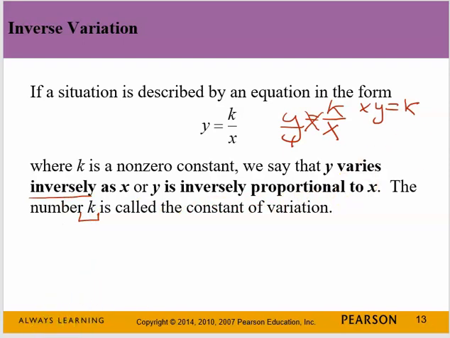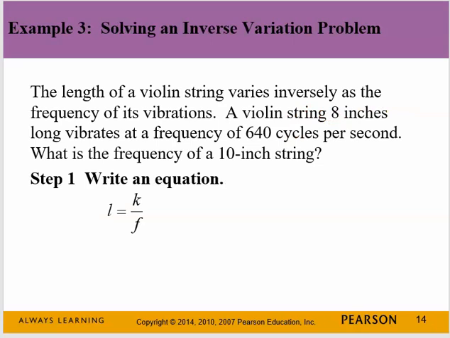All right, let's see an example. So starting off, we see the length of a violin string, and this is example 3, varies inversely as the frequency of its vibrations. A violin string, 8 inches, this is the length here.